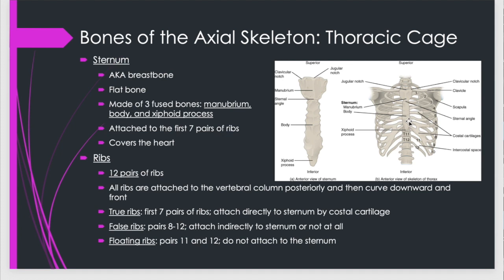And then the next pairs, 8 through 12, are considered false ribs because they don't connect to the sternum at all. Pairs 8 through 10 will connect to the rib above it with cartilage, so they connect upward this way and don't connect right to the sternum itself. And then we have pairs 11 and 12, which still fit in that category of false ribs. These are called floating ribs because they don't attach to the sternum in any way. They also don't connect to any other rib.